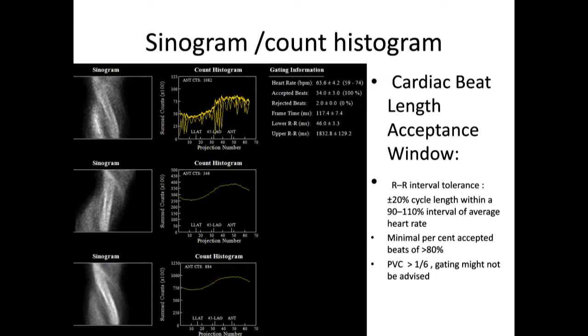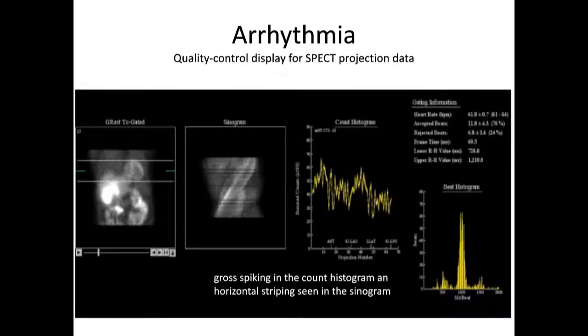And if you reject more than 20%, the gated result is not reliable. If you have PVCs more than 1 in 5, or 1 in 6, also not reliable. So this is probably the most important thing, okay? And you need to look at this QA check. In the sinogram, if you see horizontal striping in the middle, and you see spiking in the count histogram, usually you probably don't want to report that as EF, okay?